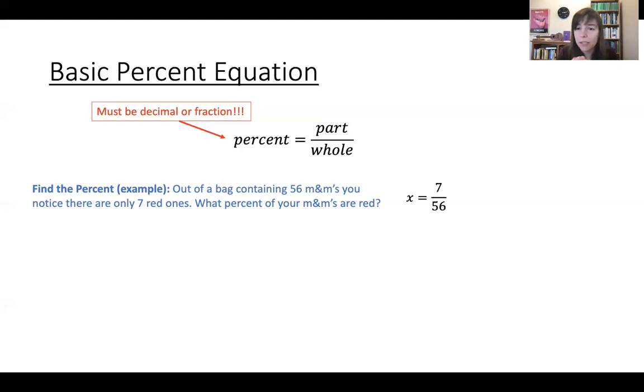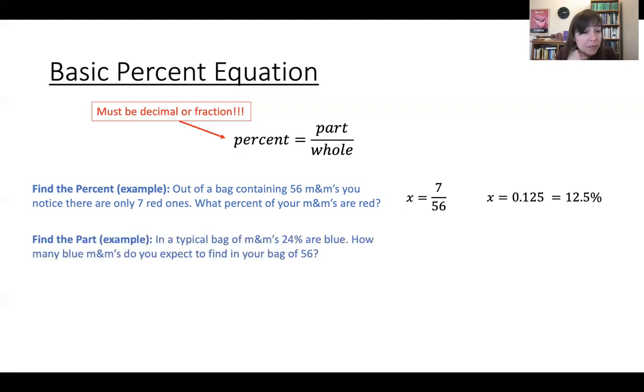If we're going to do that, our percent is the thing we're trying to solve for. That's our x, and that's part over the whole. So that's the 7 red M&Ms divided by the total number of M&Ms, which gives us x equals 0.125. And if we wanted to write that as a real percent, we would write that as 12.5%. So 12.5% of the M&Ms are red in that bag.